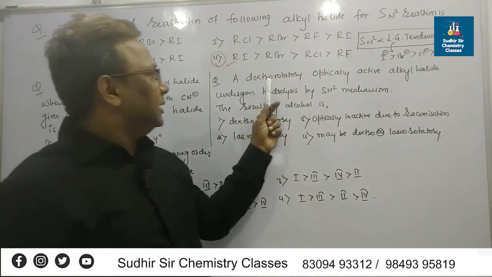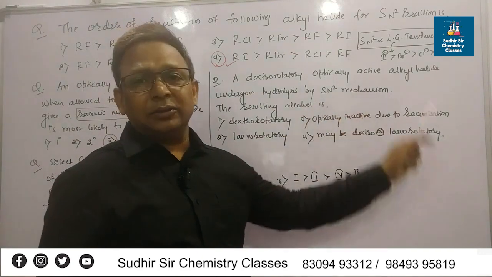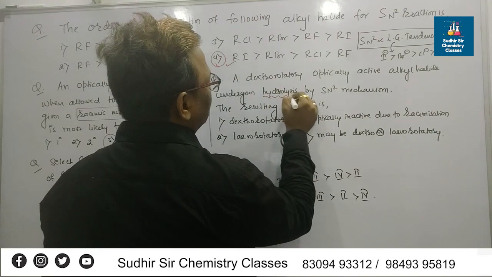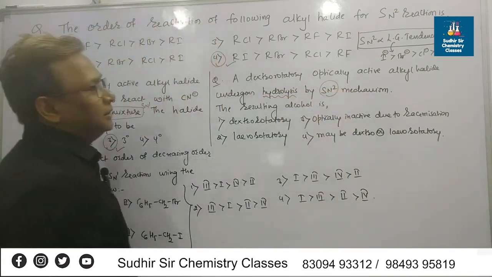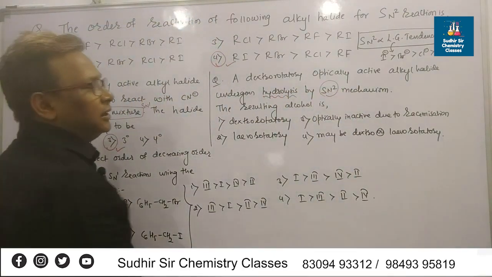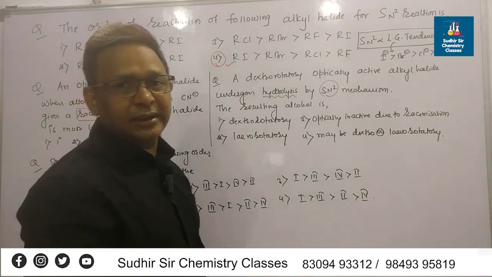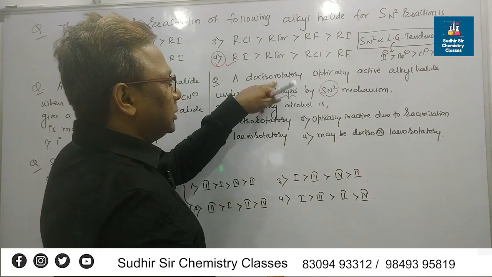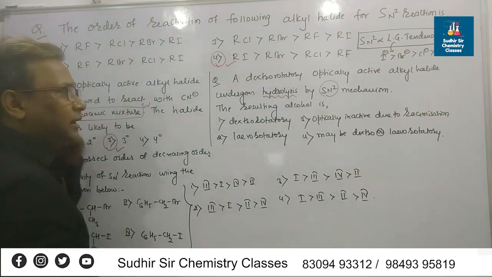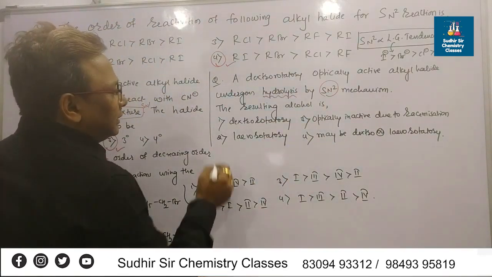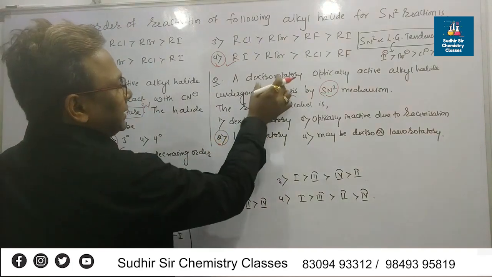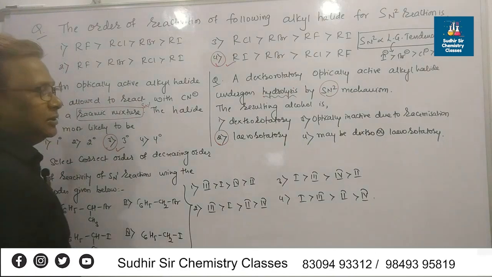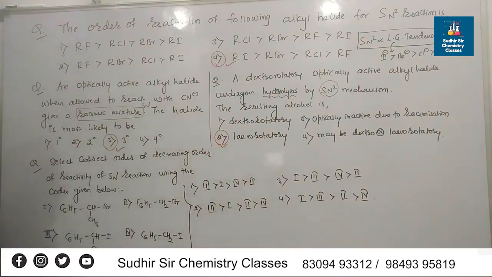In this case, a dextrorotatory optically active alkyl halide undergoes hydrolysis by SN2. This is SN2, beta, so the resulting alcohol is what? SN2 will always give an inverted product. That means a dextrorotatory optically active compound by SN2 gives rise to what, beta? It gives rise to a levorotatory product, because dextro becomes levo by SN2, which gives an inverted product. The answer should be the second option.